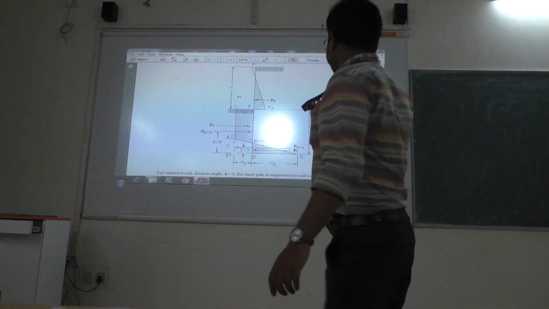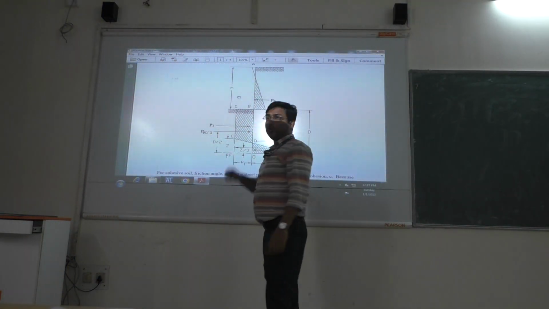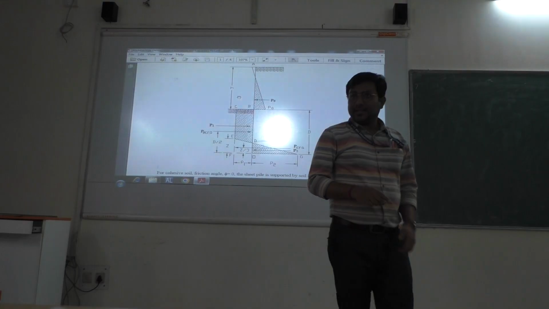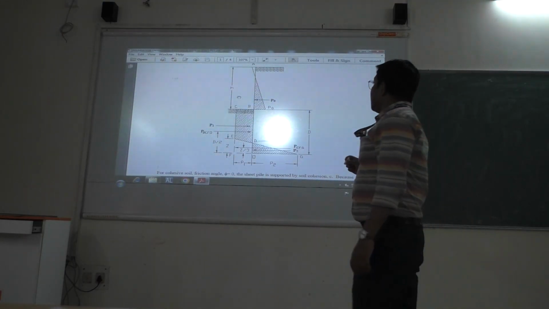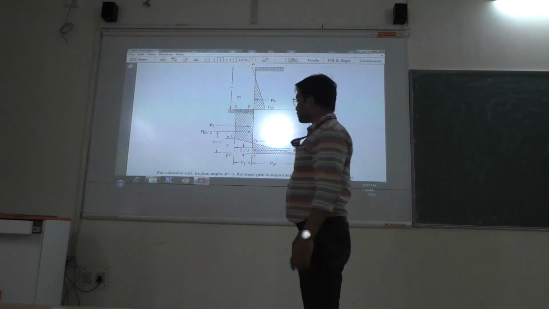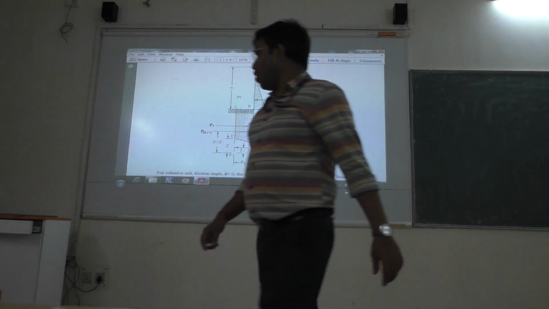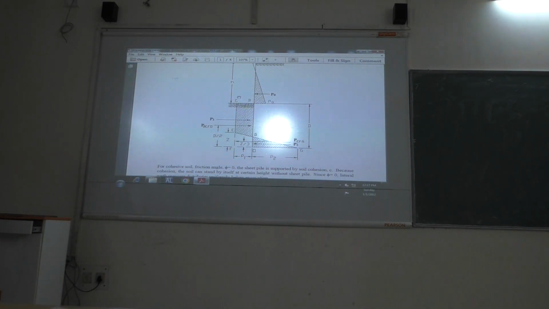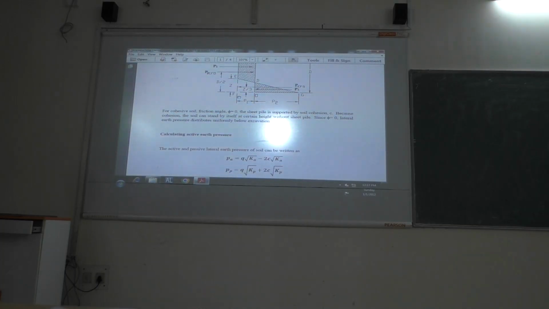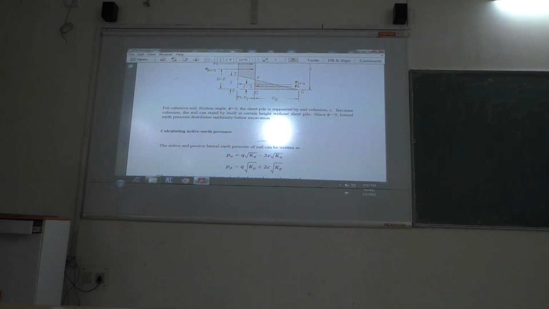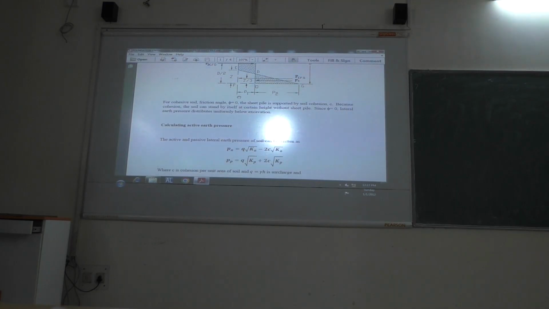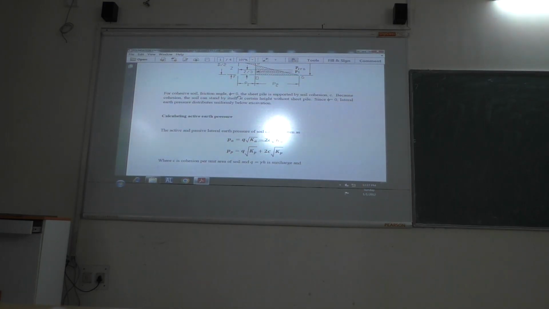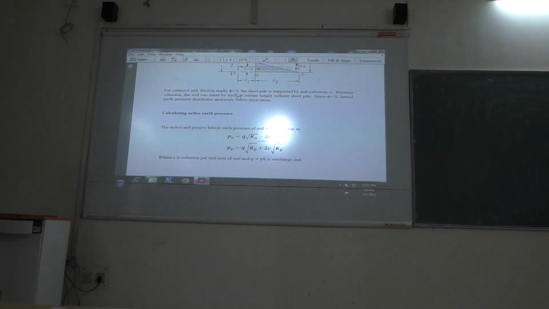Embedment of this sheet pile to maintain the stability of this sheet pile. Okay, now going to the derivation of D, that is the depth of embedment. Now first I'll show you the figure later. First see what are the primary considerations.